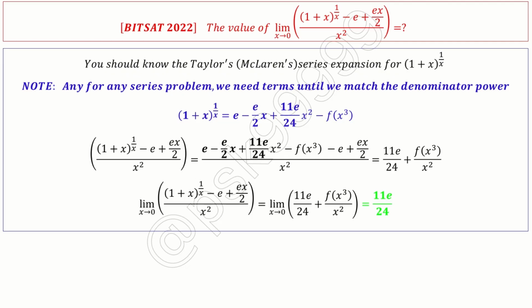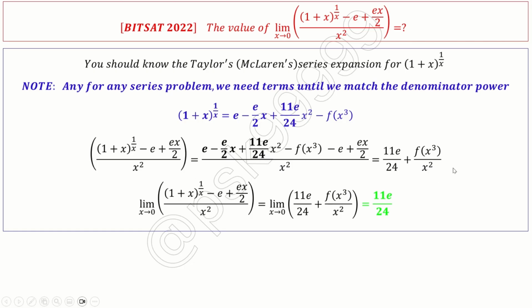So my limit function will become (1 + x)^(1/x) minus e plus ex/2, divided by x square, if I replace the Taylor series here. e and minus e cancel, minus ex/2 plus ex/2 cancel, so I am left with only this one, divided by x square. That is nothing but 11e/24 plus or minus some function of x cube by x square.